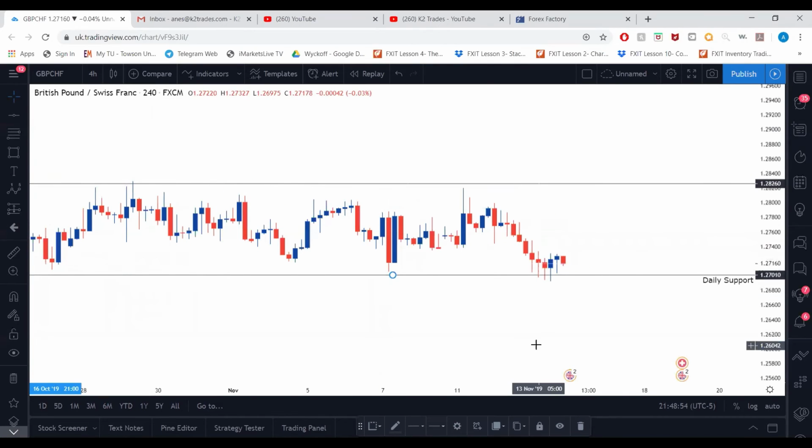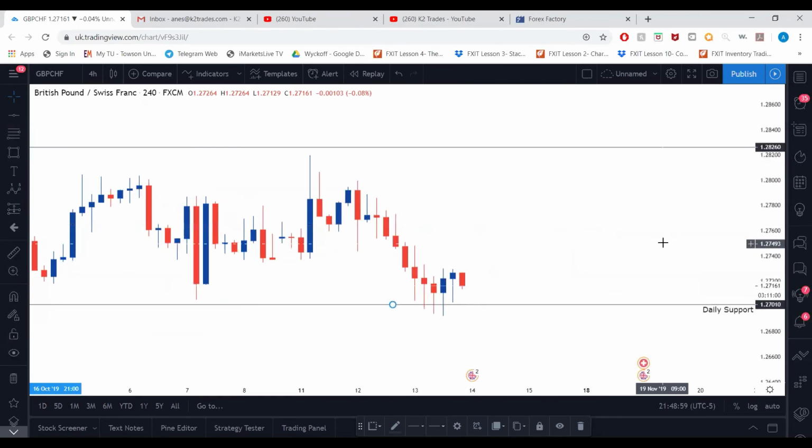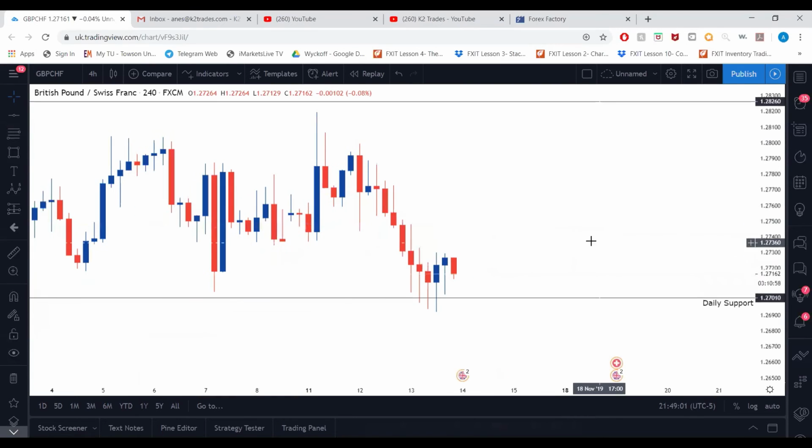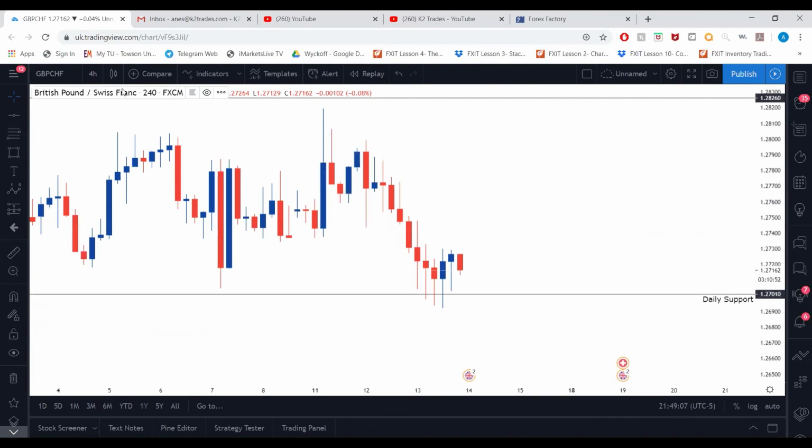And this could be a really nice long setup with a small risk. Yeah, there is vectoring, but this bearish candle could close that out.